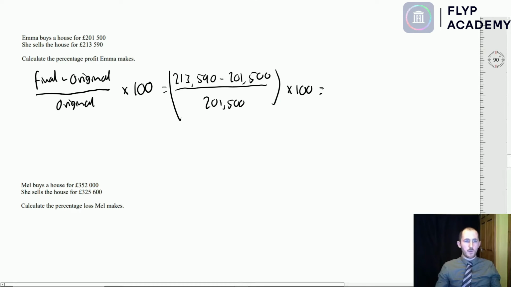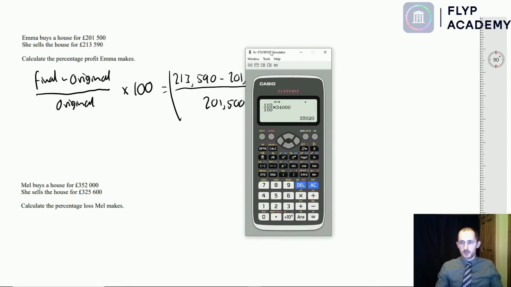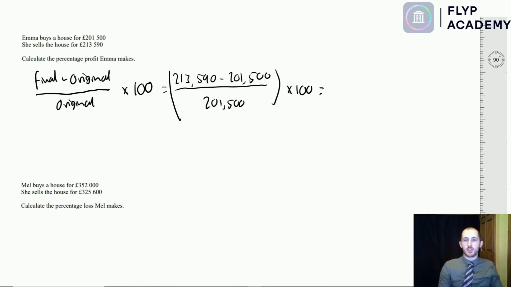So again, let's whip out our calculators. We have that, and then the fraction button. We have 213,590 minus 201,500 over 201,500, multiplied by 100, which gives me an answer of 6. So in other words, she made a 6% profit.